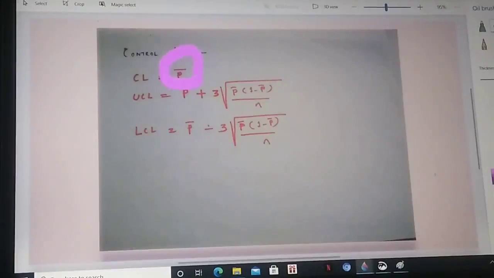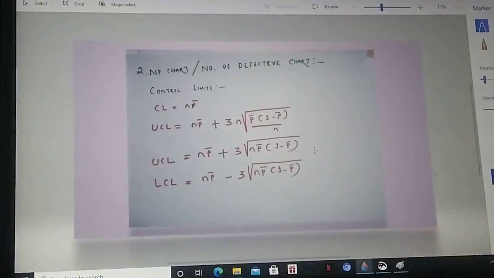Okay, just put down the value of this P bar here. So control limit is P bar and upper control limit is P bar plus 3 into sigma P bar, and sigma P bar is nothing but root over P bar into 1 minus P bar divided by n. And for the lower control limit we are only changing the sign to minus here. So P bar minus 3 into root over P bar into 1 minus P bar divided by n. So this is all about the P chart and how we are going to calculate it.